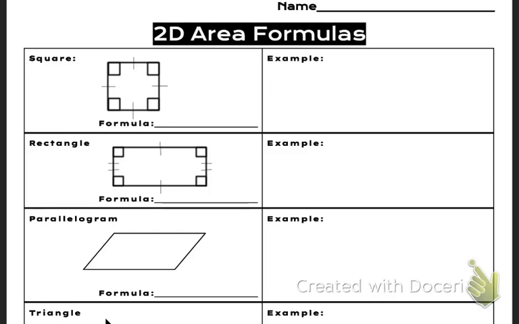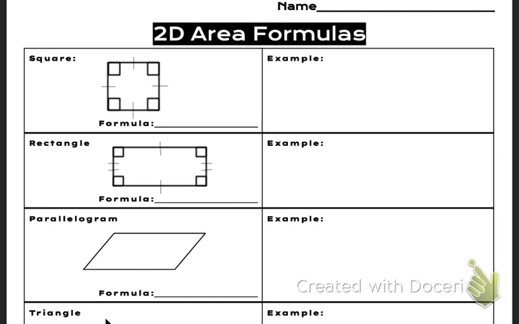You should have your green 2D and 3D area formula study guide or graphic organizer in front of you. It should be on the front side, looking at two-dimensional area formulas. The top of that sheet should look like mine. Please make sure you put your name at the top. We're going to talk through some area formulas for two-dimensional shapes today.